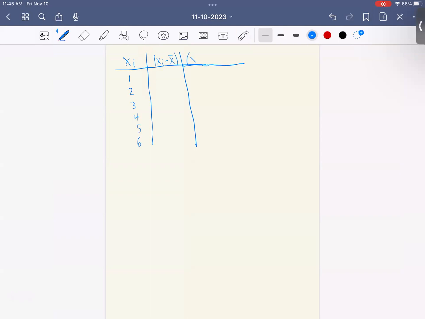In this case, for the other column we can have (xi minus x bar) squared, right? So we already did this: this here was 2.5, 1.5, 0.5, 0.5, 1.5, and 2.5. This is a good idea. And let's just remind ourselves that x bar equals 3.5 here. Okay, good. Do you want to complete the third column of the table, which we'll use for the standard deviation?